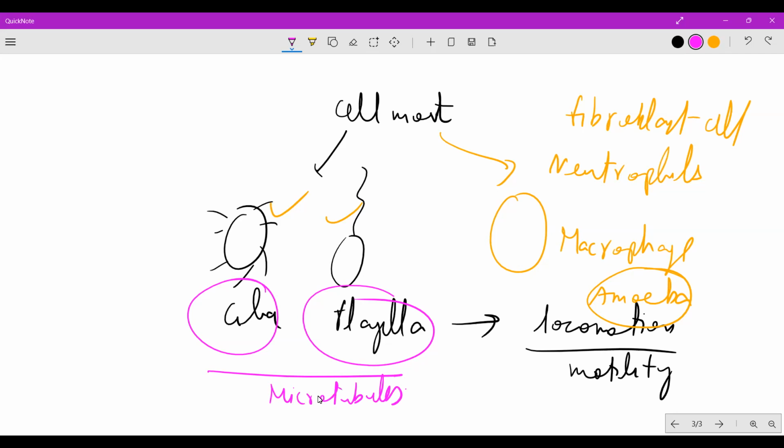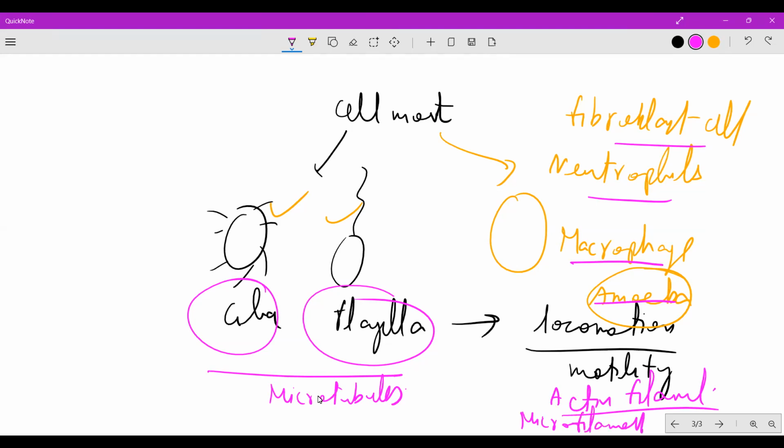Microtubules. तो अब जिन cells में cilia flagella नहीं है, उनमें who's responsible? We know it is the actin filaments. Actin filaments are responsible for locomotion, and we can call them microfilaments also. Either we call them actin filaments, or I can call them microfilaments.